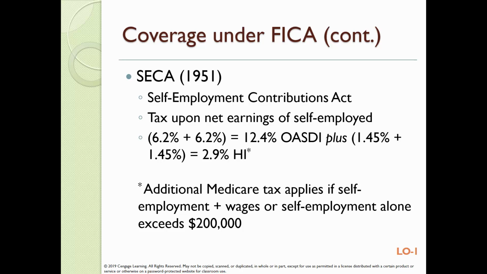What does that all tally up to? 12.4 plus 2.9. 15.3%. So 7.65 if you're just an employee. It's 15.3 if you're both. So that's a chunk of change. And also, if you're self-employed, that 200,000 tack on 0.9% for Medicare kicks in. Is that something the employer matches? No, that's just an employee pay, right? Okay.